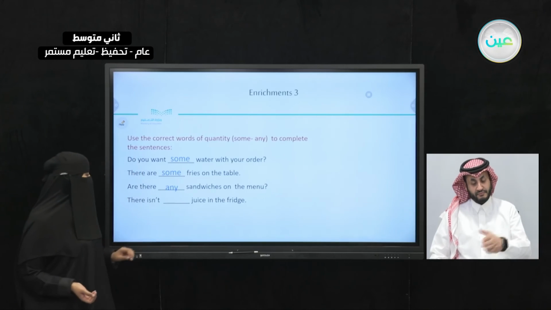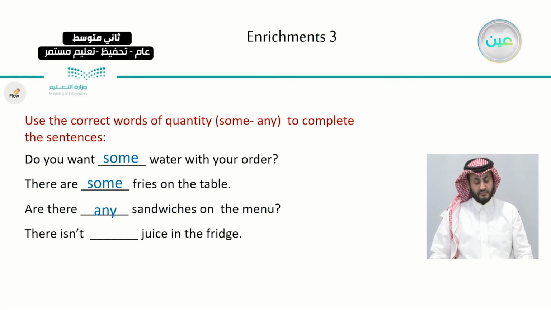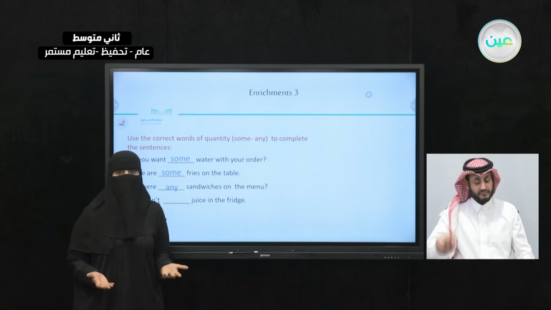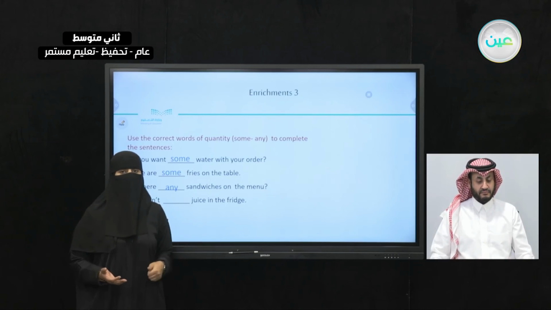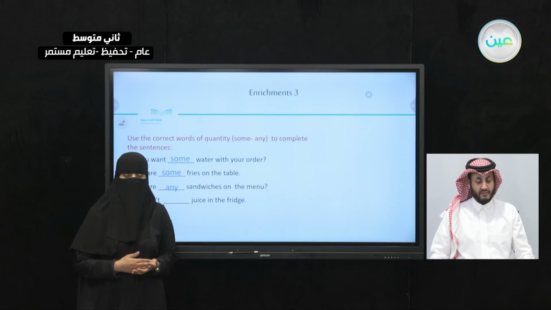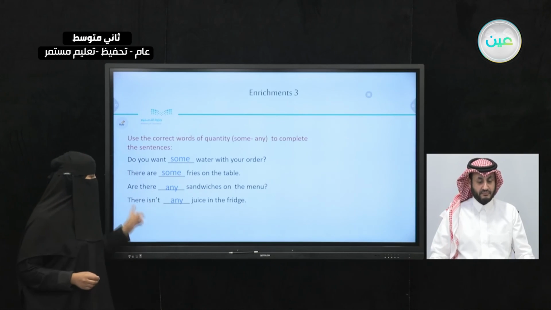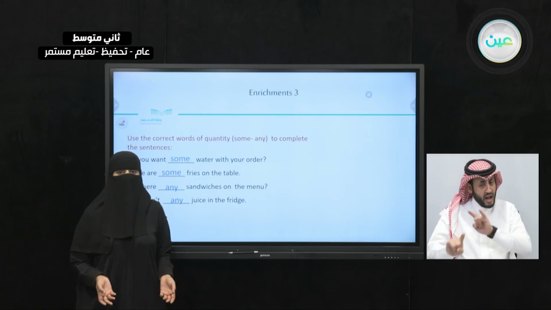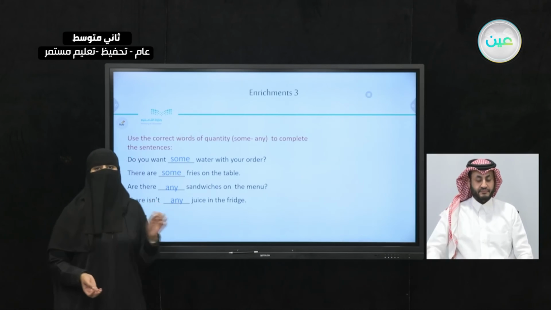Now, let's take a look at the next one. There isn't something here, juice in the fridge. So, there isn't any juice in the fridge or some juice in the fridge. Now here, it's a negative sentence. It's not affirmative. Do you remember when we talked about it? So every time you're seeing a negative sentence, you're going to use the word any. So the answer here is any. There isn't any juice in the fridge, because here we have the negative isn't.